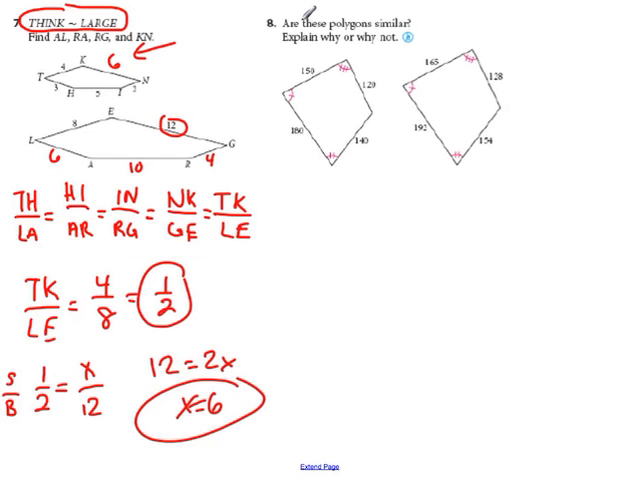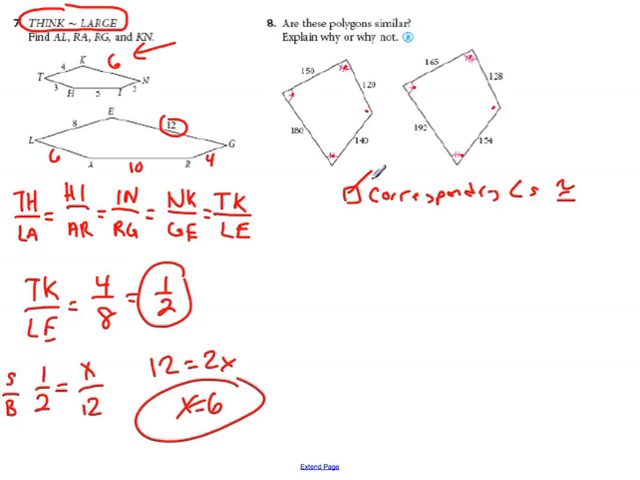Another idea here, we can say, are these polygons similar? What I need to check is two things. Are the corresponding angles congruent? Well, I have this angle congruent to this angle, this angle congruent to this angle, and by process of elimination, these two angles also have to be congruent. So yes, the corresponding angles are congruent.